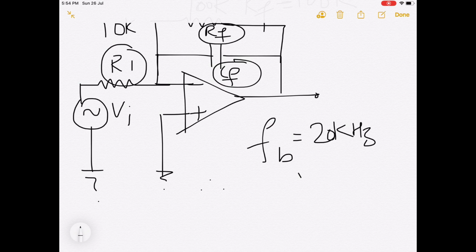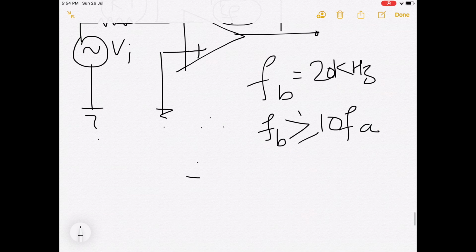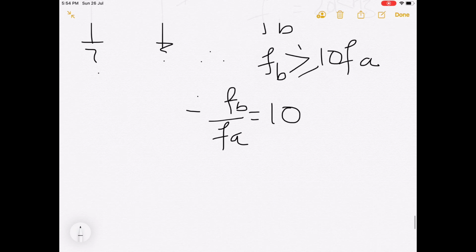Now, what is our condition? In the integrator, for proper integration, your F should be greater than or equal to 10 times of FA. This F is nothing but the FB, okay. So, F upon FA is equal to 10, means FB upon FA is equal to 10. So, you know FB is 20 kilohertz. So, from that you can calculate FA is equal to 2 kilohertz, okay.